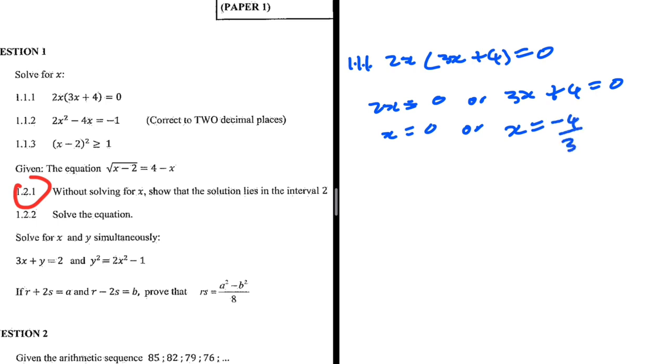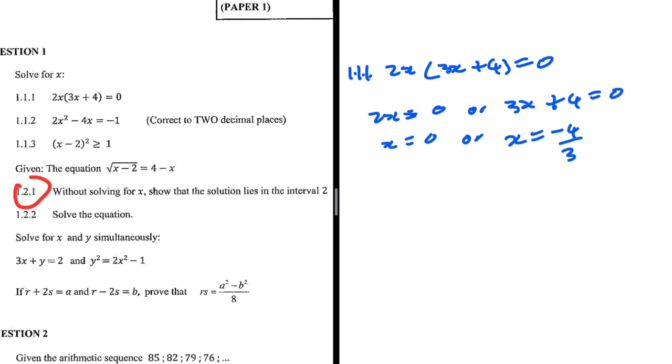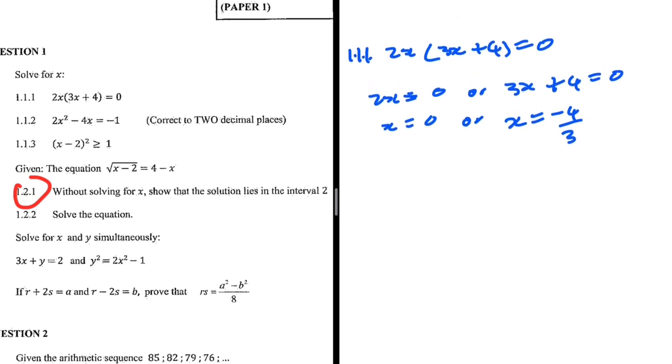There we go. Other people will multiply out at this step, which is completely unnecessary. They multiply out and they take a common factor. Why would you do that? Just solve the equation from the get-go. That is 1.1.1. Take a look at 1.1.2.